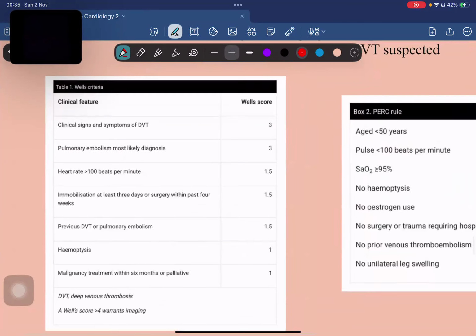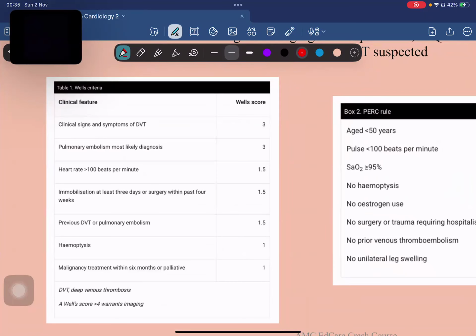So if there are clinical signs and symptoms of DVT, you get 3 points. And if pulmonary embolism is the most likely diagnosis, you get 3 points. And then if the heart rate is more than 100, you get 1.5. And if there was immobilization for at least 3 days or a surgery in the past 4 weeks, again you get 1.5 points. And then if there was previous DVT or pulmonary embolism, you get 1.5 points. If hemoptysis is there, you get 1 point. And if there's malignancy treatment within 6 months or palliative, you get 1 point again.